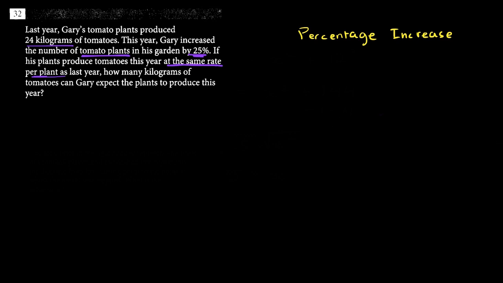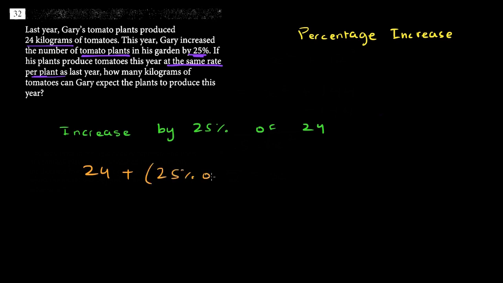And so how do we do this question? Well, we have the 24. What is an increase by 25% of 24? An increase. Well, next year I should be having 24 plus another 25% of 24. That's what an increase by 25% of 24 is, right? I should have 24 and then 25% of 24, right?